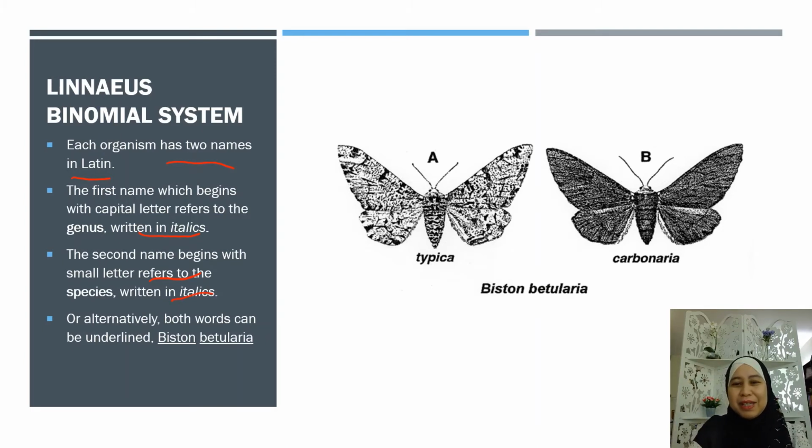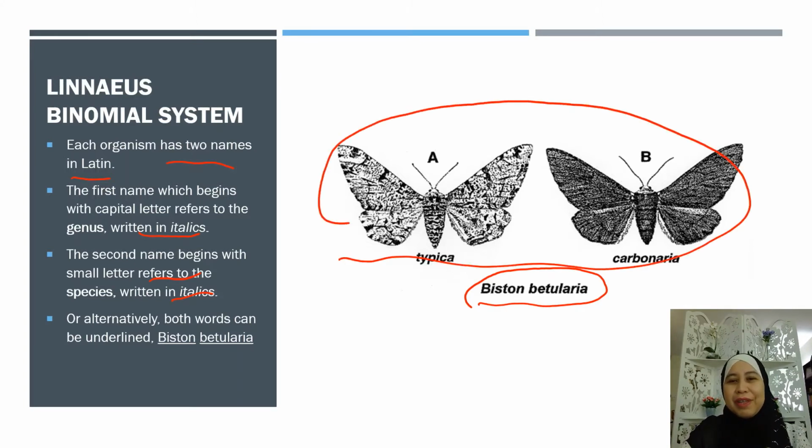For example here, Biston petularia, that is the organism moth. So Biston starts with a capital B, in italic. This one refers to the genus. And petularia starts with a small letter, also in italic, and refers to the species of the moth.